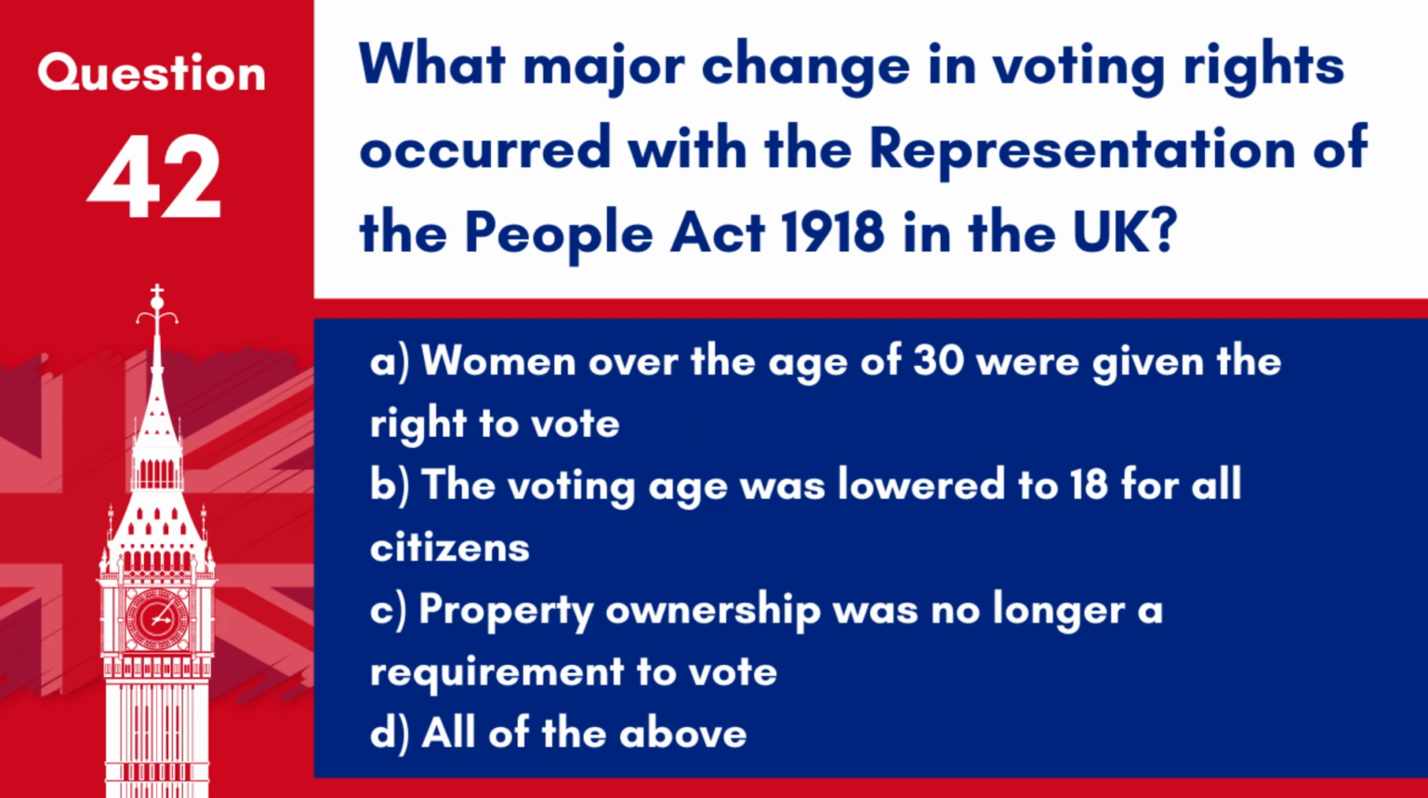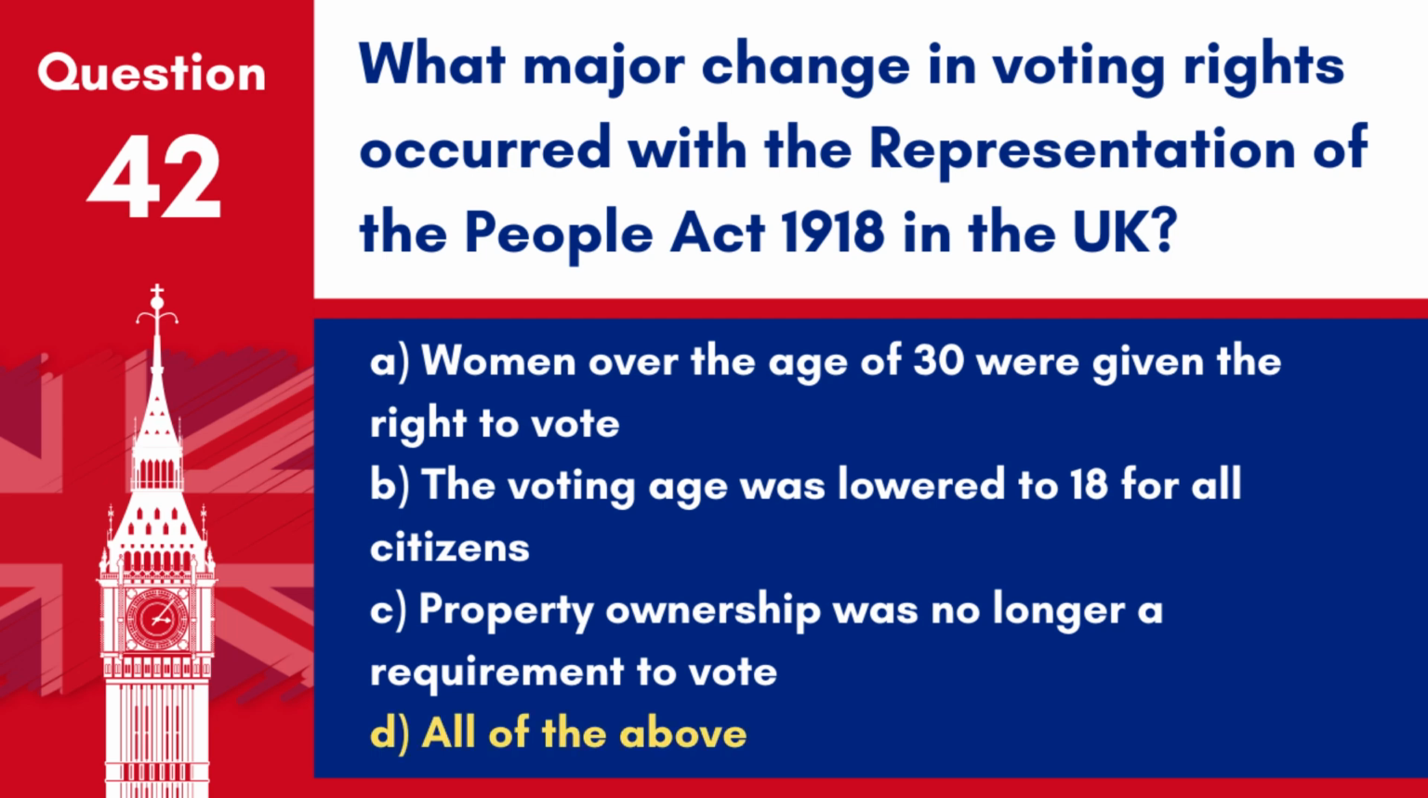Question 42. What major change in voting rights occurred with the Representation of the People Act 1918 in the UK? A. Women over the age of 30 were given the right to vote. B. The voting age was lowered to 18 for all citizens. C. Property ownership was no longer a requirement to vote. D. All of the above.